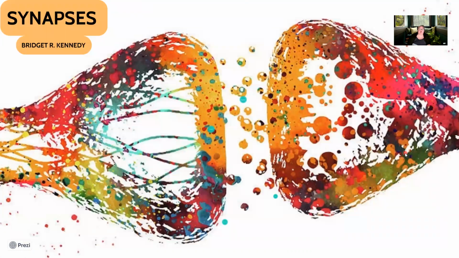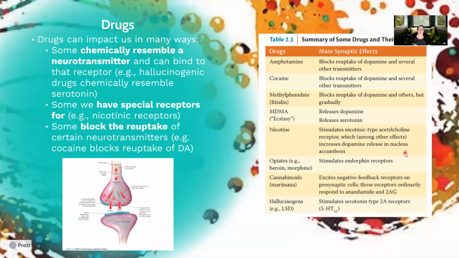The other topic I wanted to cover in this video that is covered in chapter 2 of our textbook is drugs and how drugs can impact us. Drugs can impact us in several ways. Sometimes a drug will chemically resemble a neurotransmitter and can even bind to the receptor of that neurotransmitter. For example, some hallucinogenic drugs can chemically resemble serotonin, so they can actually attach to the serotonin receptors, even though they aren't actually serotonin. Since they have a similar chemical makeup, they can mimic serotonin and attach to those receptors.